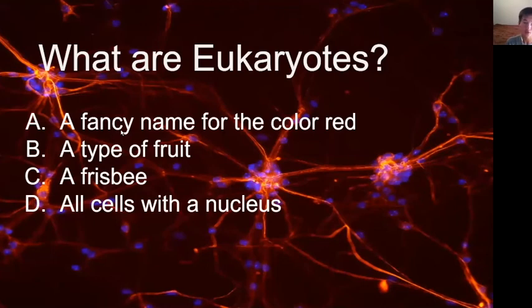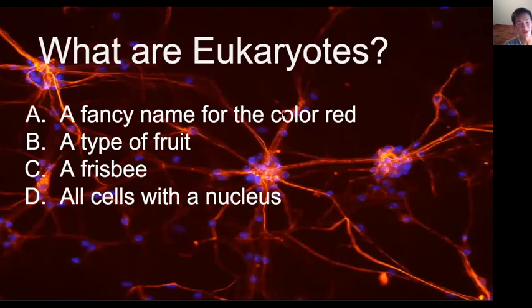But moving on to the next question, what are eukaryotes, right? We know prokaryotes now, so hopefully you have a better idea of what a eukaryote is. A fancy name for the color red might be a type of fruit this time, not a vegetable. Or it could be a frisbee. Let's see. We're not going to spend that much time anymore on these polls, just because we really need to keep going through the lecture.